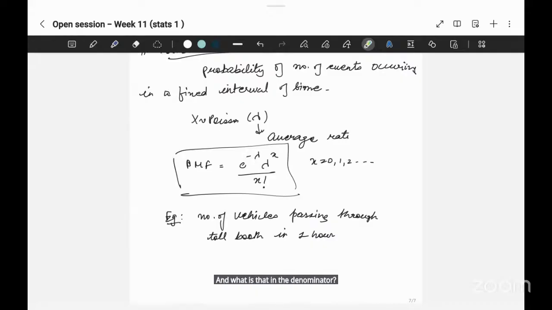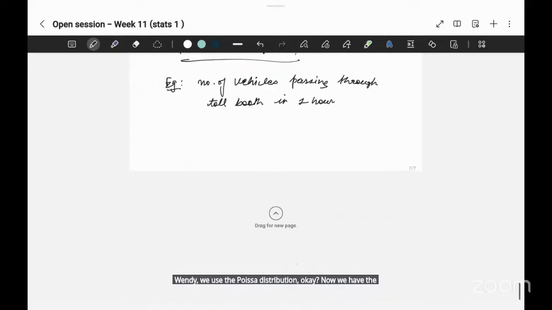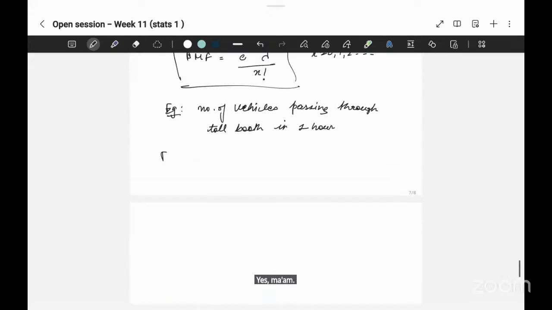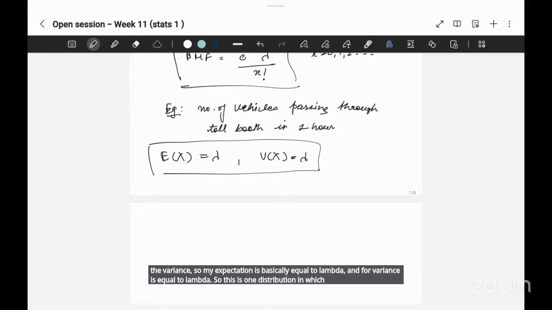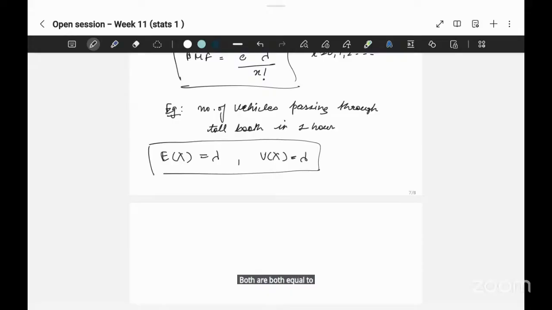When do we use the Poisson distribution? Now we have the expectation and the variance. My expectation is equal to lambda, and the variance is also equal to lambda. So this is one distribution in which the expectation and the variance are both equal to lambda. Clear?